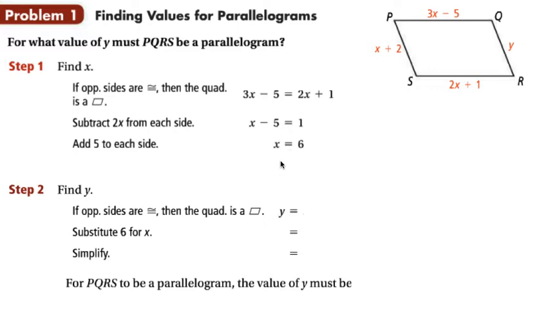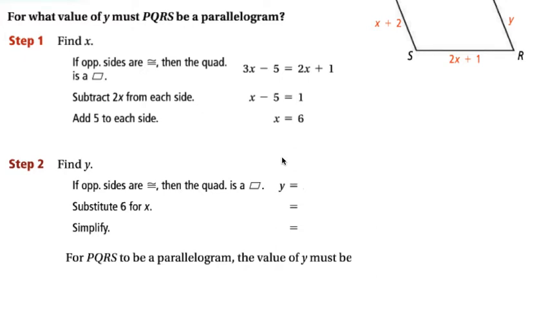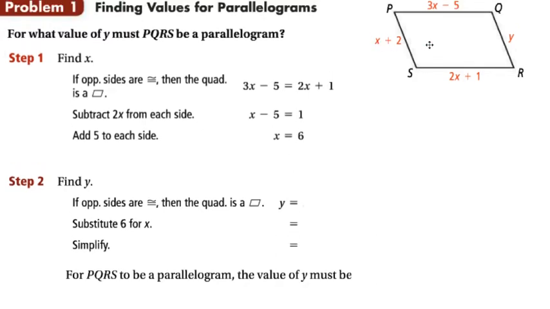So now we should be able to figure out what y is equal to. And we can do that by setting the other two opposite sides equal, QR and PS. So y is equal to x plus 2. And substituting in the 6 for the x, we get 6 plus 2 is equal to 8. So in order for PQRS to be a parallelogram, y has to be 8.